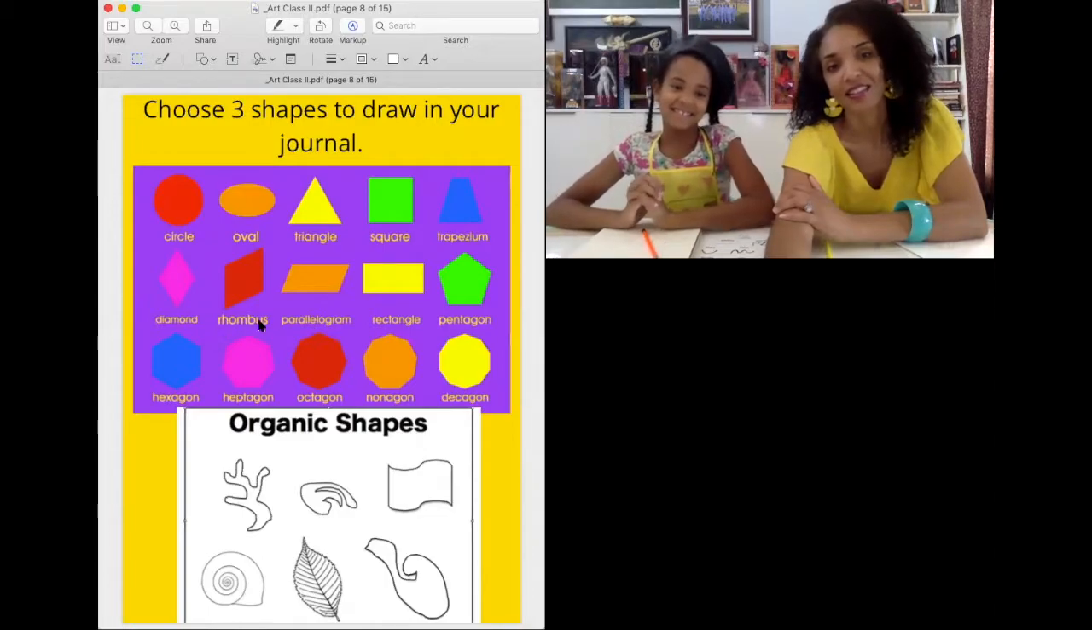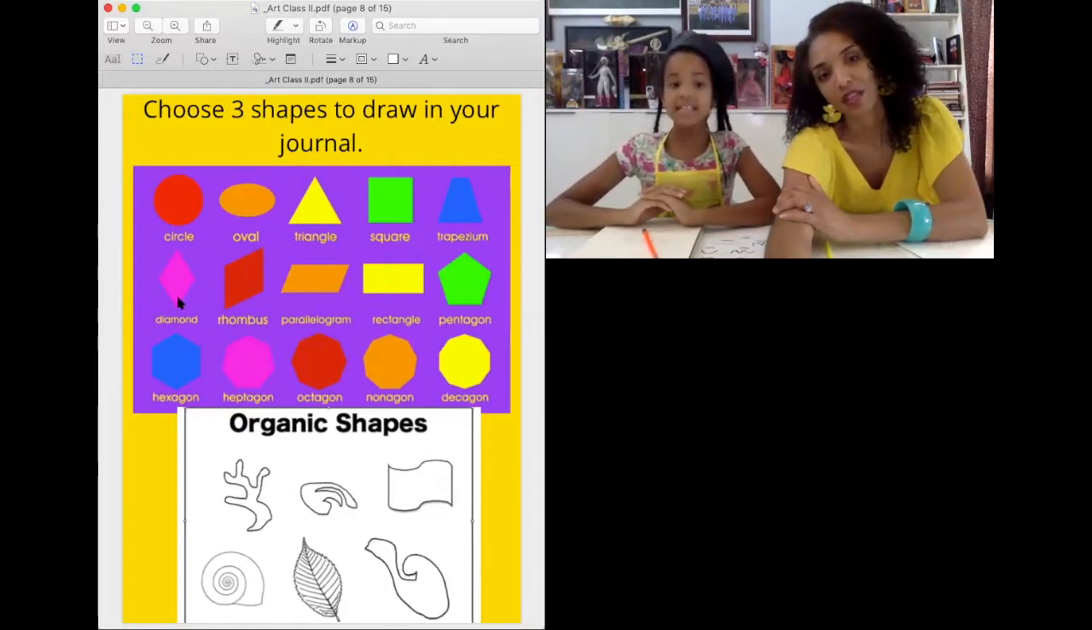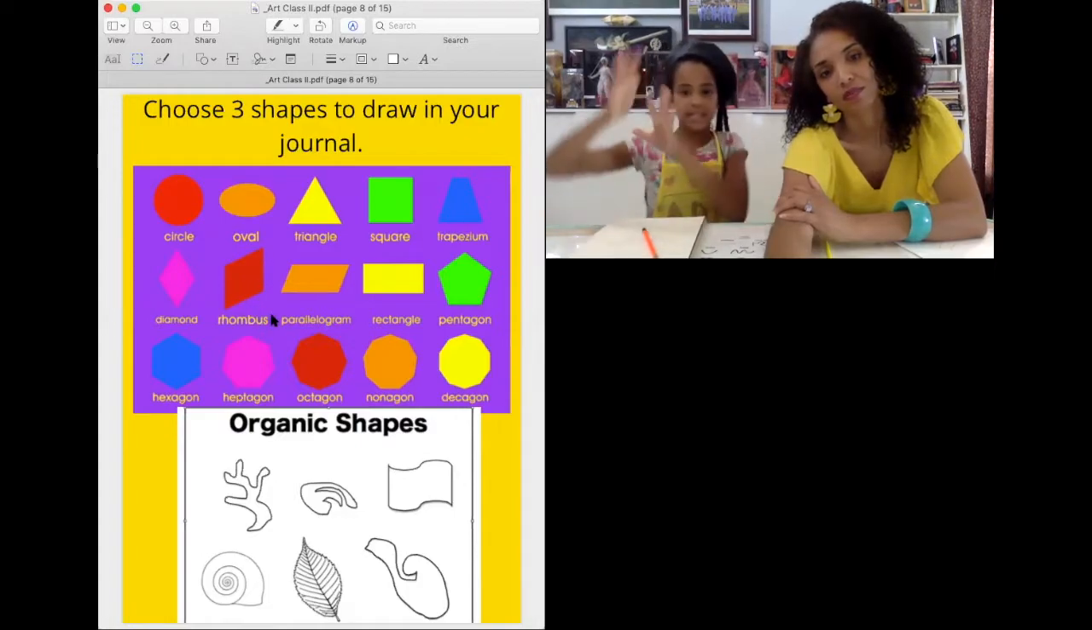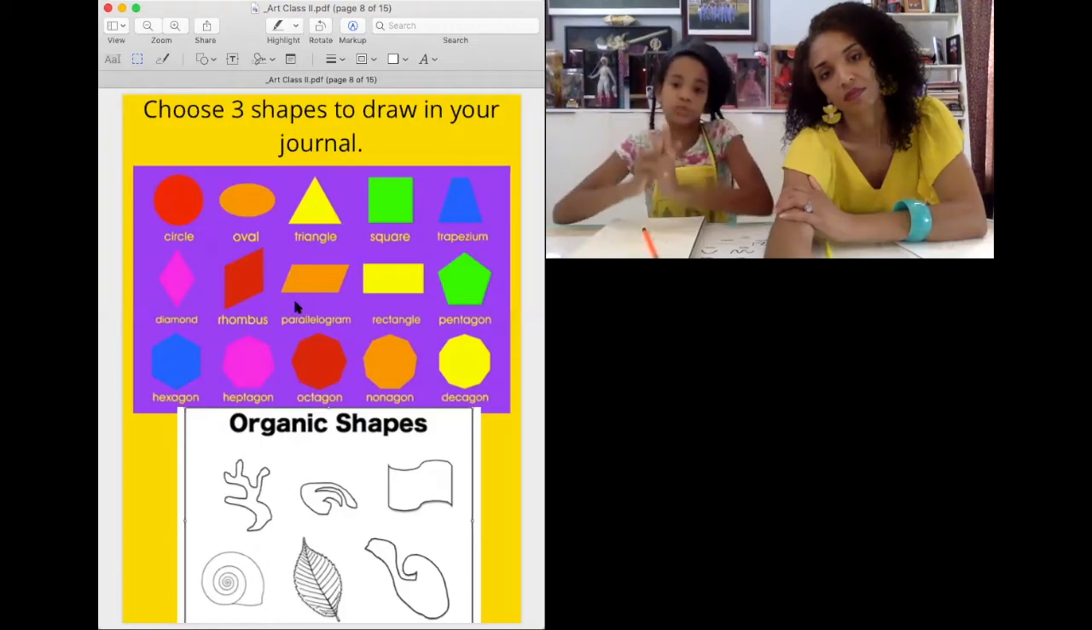Okay. And then this is a rhombus, which looks like a diamond, but it's tilted, or kind of sort of stretched out, like the oval and the circle.